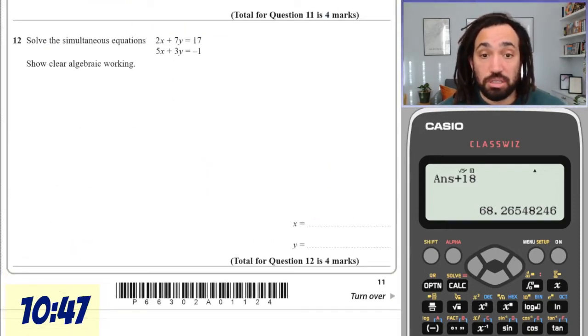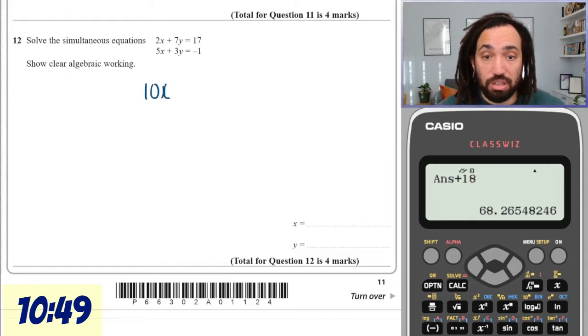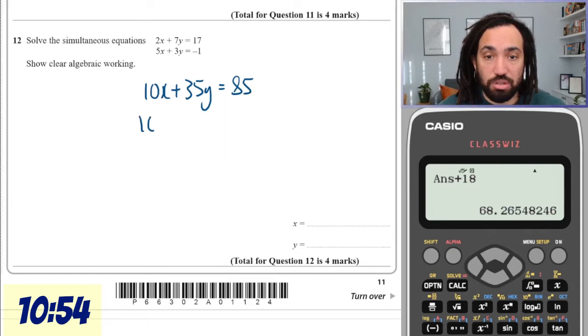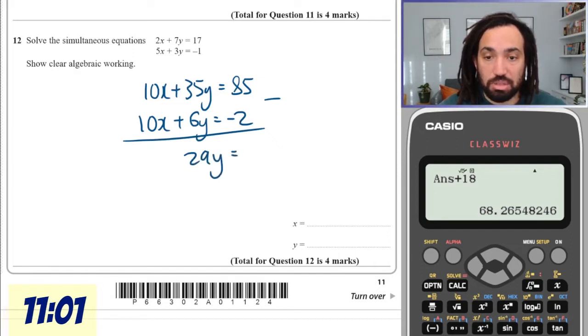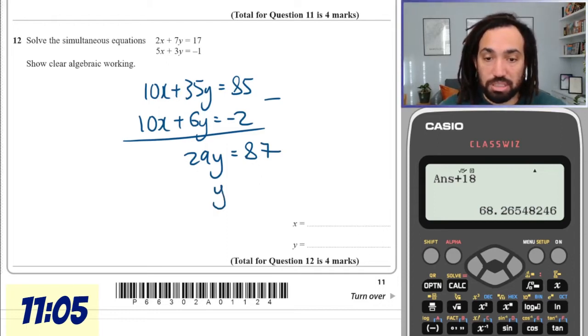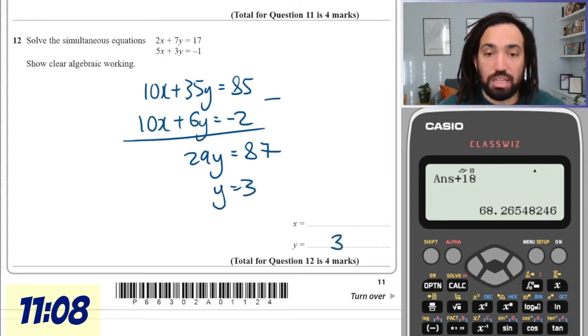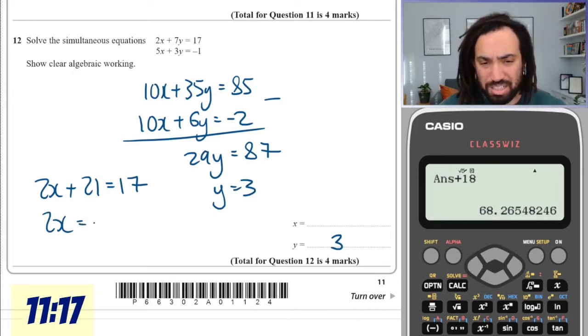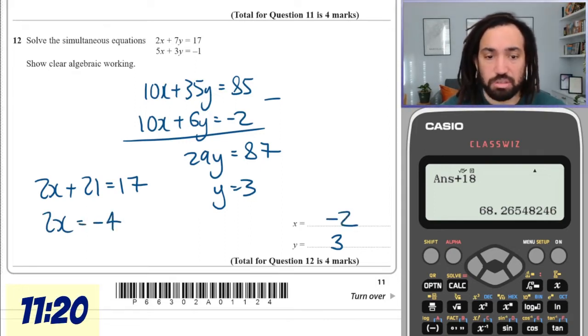Simultaneous equations. Okay, let's times the top one by 5 and the bottom one by 2. Let's subtract them. I get 29y is equal to 87. That's equal to 3. So y is equal to 3. And then let's go into the top one. So 2x plus 3 times 7 is 21 equals 17. So 2x is equal to minus 4. So x is equal to minus 2.